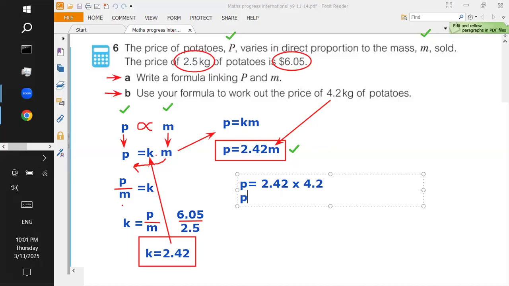Now I finished the calculation. So the price or P will equal 2.42 times 4.2, and the answer is 10.164, and the unit is in dollars. So $10 and 164 cents. And this is how you answer a question like this. So focus on the steps, how to turn the proportionality into a formula, and then how to use the formula to answer the question. Now, let's move on to the next question.